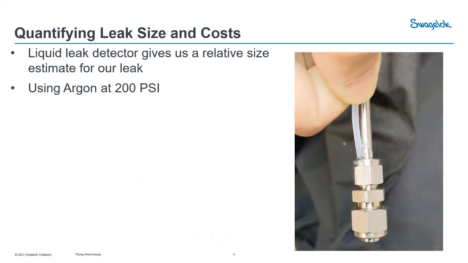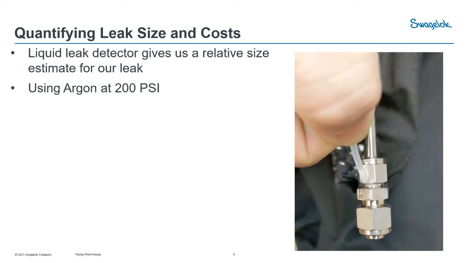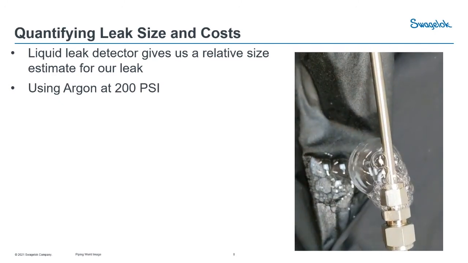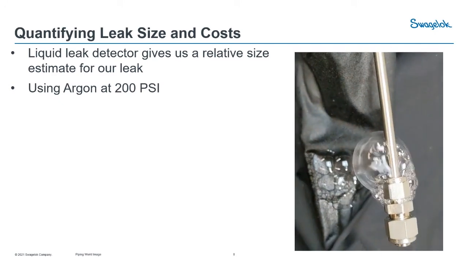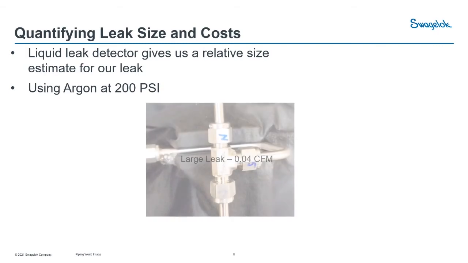Finally, we've got our favorite, the large leak here. You can see the bubbles form very large. Again, that's how we can tell the relative size. You can see bubbles on both sides of it in this case. And again, the bubbles keep growing and growing and growing. So that's an example of a large leak. That's estimated at about 0.04 CFM.